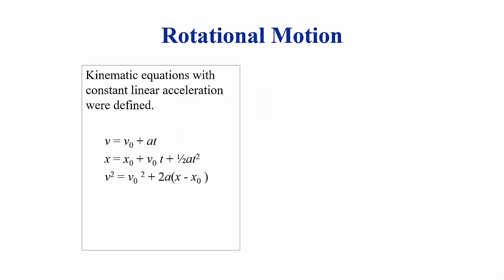When we looked at linear motion, we talked about kinematic equations for motion when we had a constant acceleration. We had the equation that related velocity and time. We had the equation that related position and time. And we had an equation that related the velocity to the position of the object.